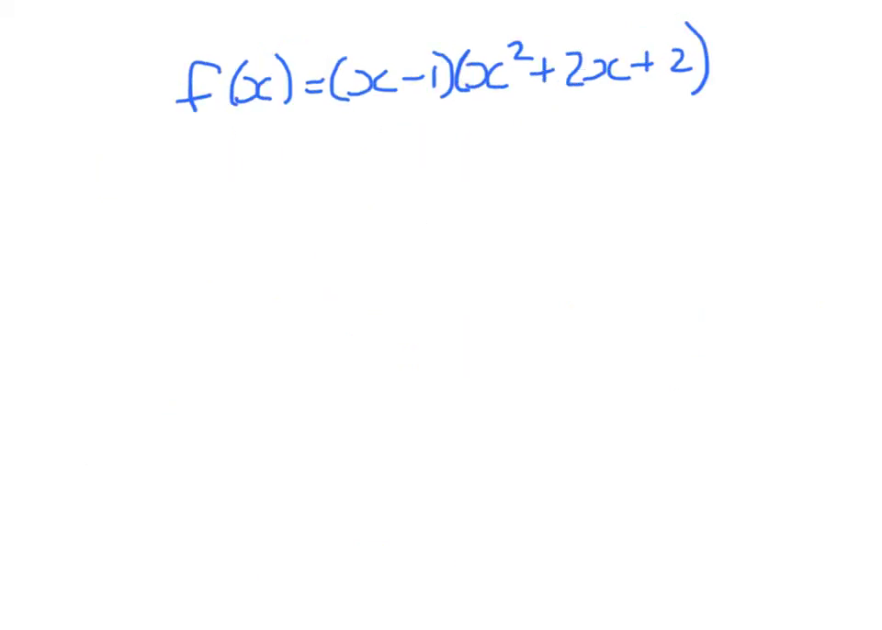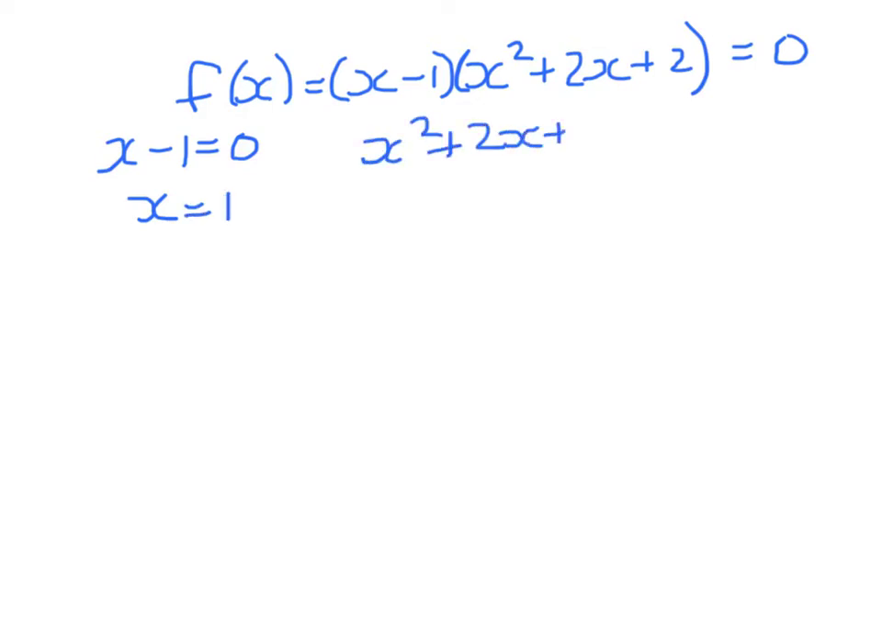We're asked to solve the equation, so that's when f of x equals 0, x minus 1 equals 0, x equals 1. I also need x squared plus 2x plus 2 equal to 0. There's a number of ways to solve this. You can use the quadratic formula. It doesn't factorise, or you can complete the square. I'm going to complete the square.